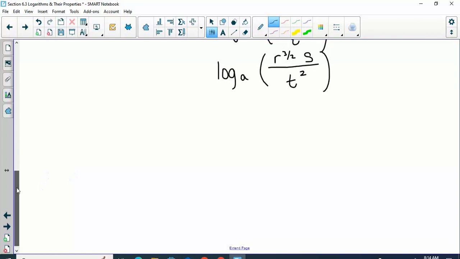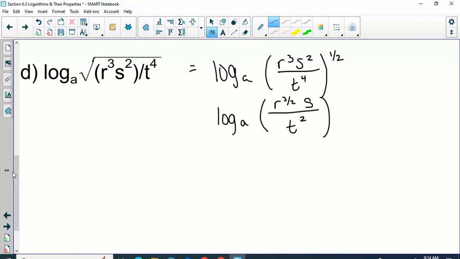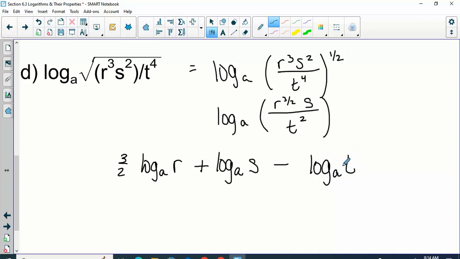All right. If I break this up, how many logs will we have? 3. 1 for the r, 1 for the s, and 1 for the t. So we write the log base A each time. So we have log base A of r to the 3/2. Where would that 3/2 go? It was multiplied with the s, so we add log base A of s, divided by, so subtract. So that was t squared, so you could bring your 2 down as a coefficient.